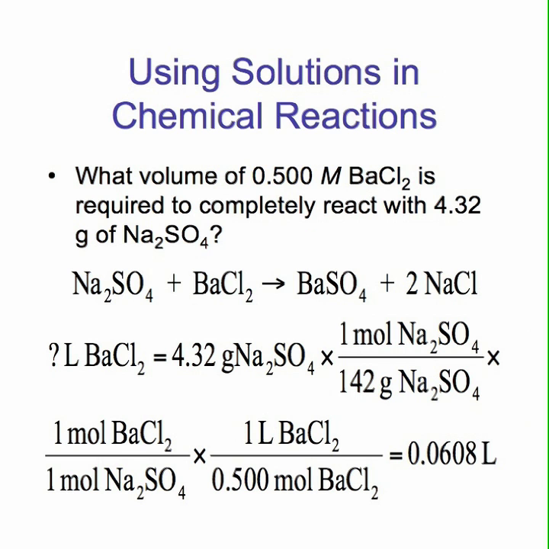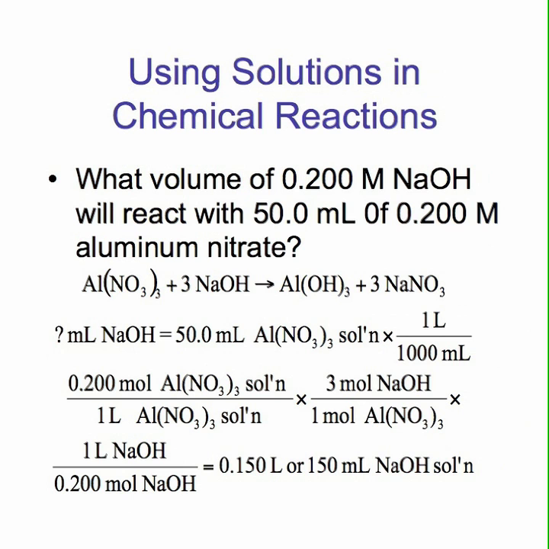At this point we have moles of sodium sulfate, and to convert to moles of barium chloride, we just multiply by the stoichiometric ratio. 1 mole of barium chloride is equal to 1 mole of sodium sulfate. Now that we have moles of barium chloride, divide this by the molarity of the barium chloride solution, 0.5 moles per liter, and we end up with liters. When we punch this through our calculator, we get 0.0608 liters.